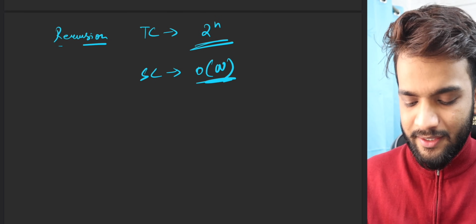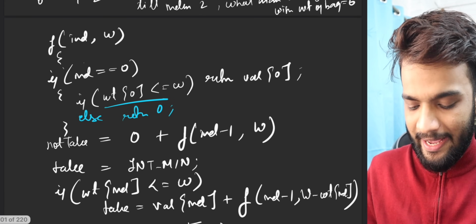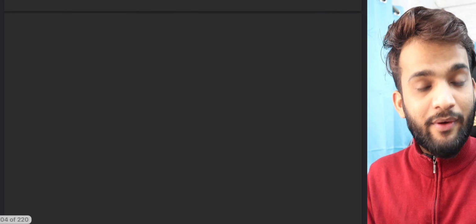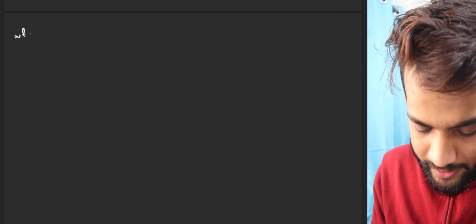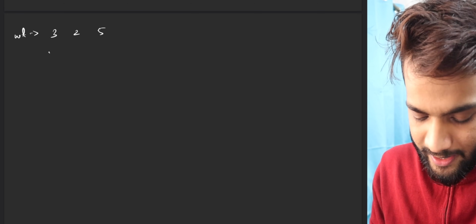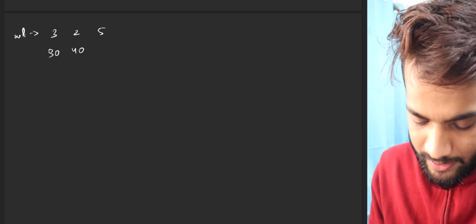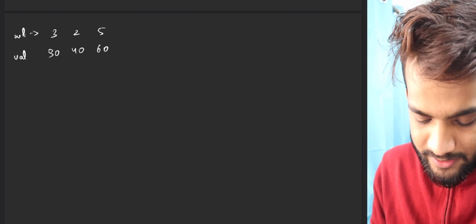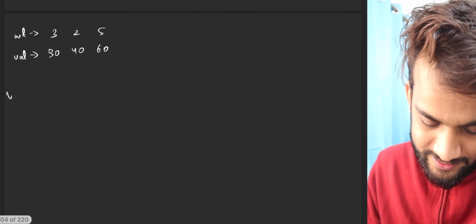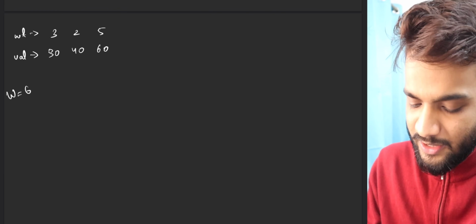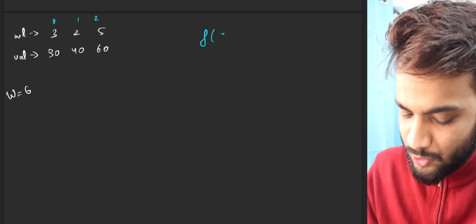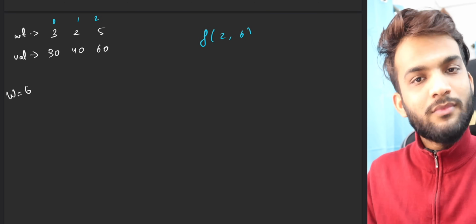But before that, let's understand how this entire code is working by taking the example that we took to see where the greedy was failing. So let's take the weights as 3, 2 and 5, and let's take the values as 30, 40 and 60. Let's take the bag weight as capital W, that is 6. So initially we start at f of, this is index 0, 1, 2, so we start at index 2 and we have a bag weight of 6.